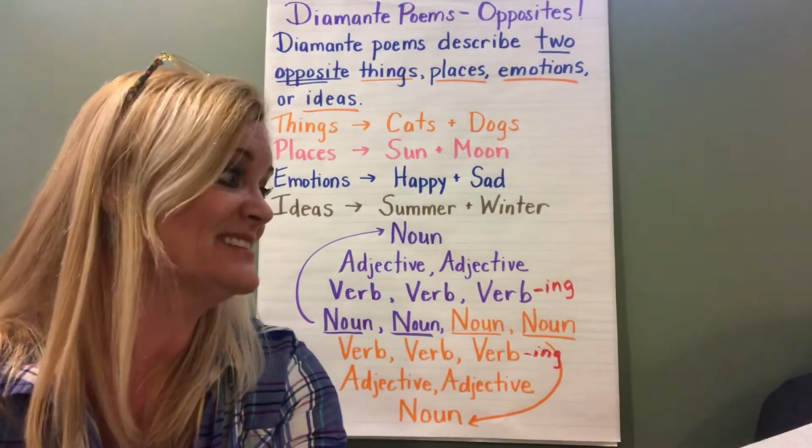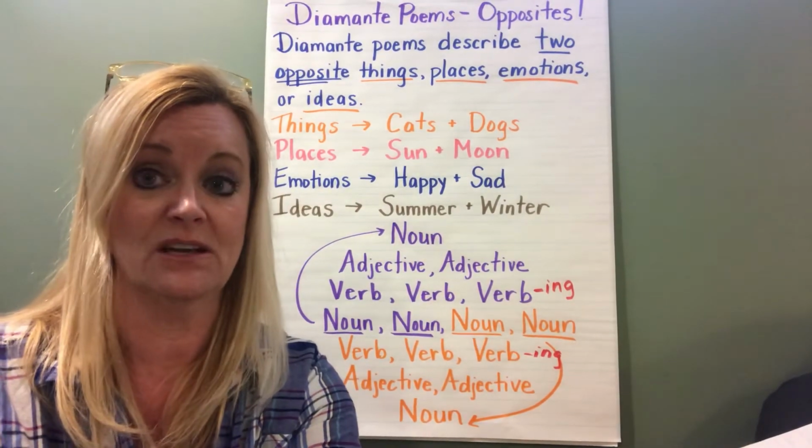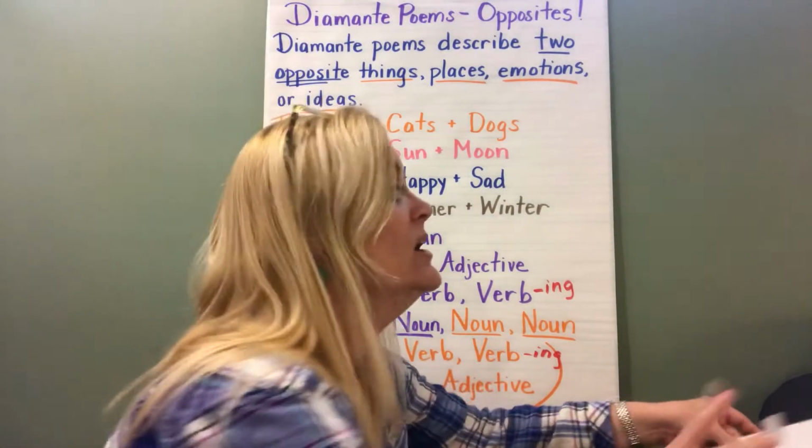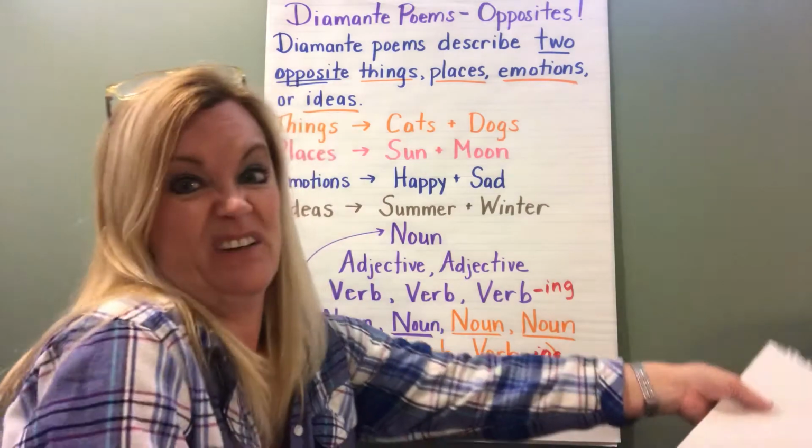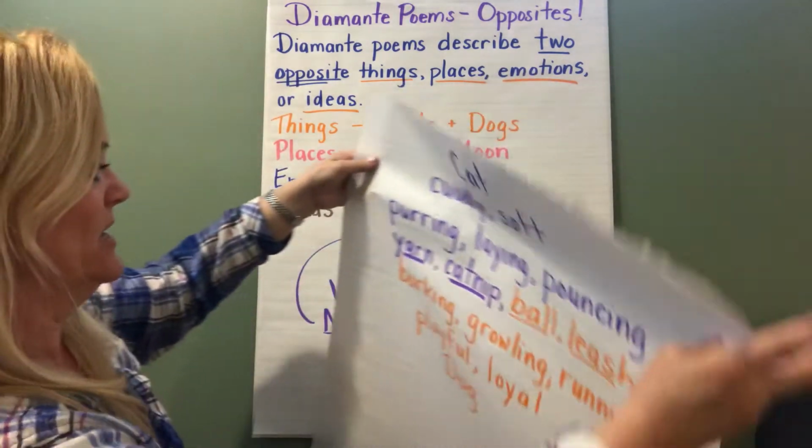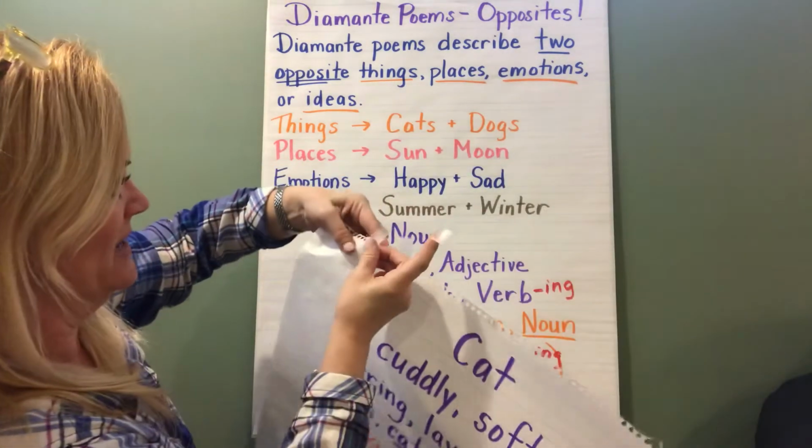So let's look at an example of a Diamante poem. And I picked cats and dogs just because I thought that was a really nice, easy opposite example. I was able to quickly think of words off the top of my head. So I did cat and dog.